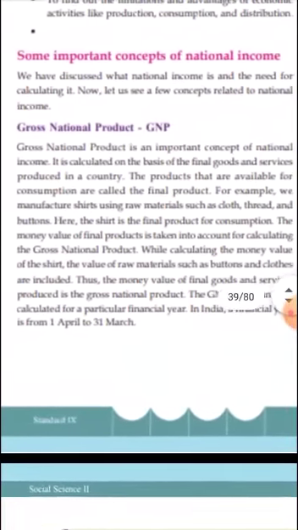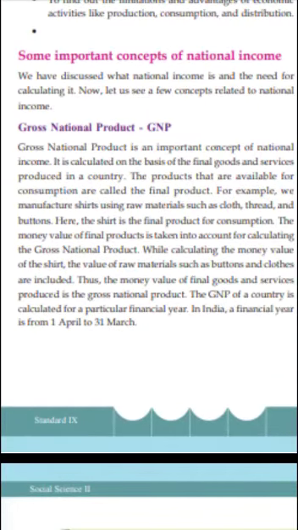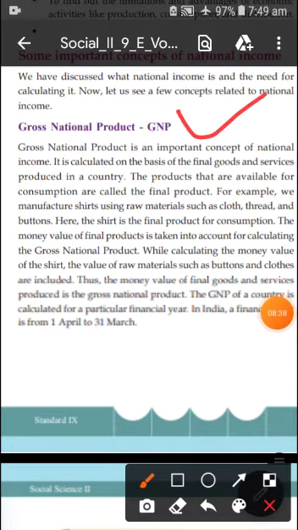See, this is the first concept, GNP. Gross national product is an important concept of national income. It is calculated on the basis of the final goods and services produced in a country. The value of the final goods and services produced in the country. The products that are available for consumption are called final products.